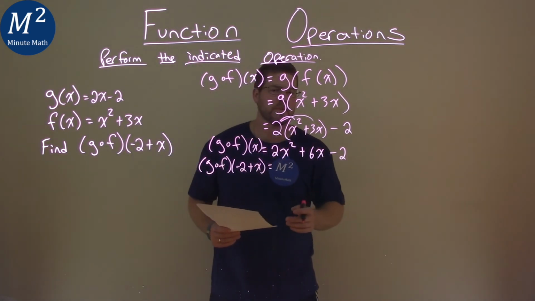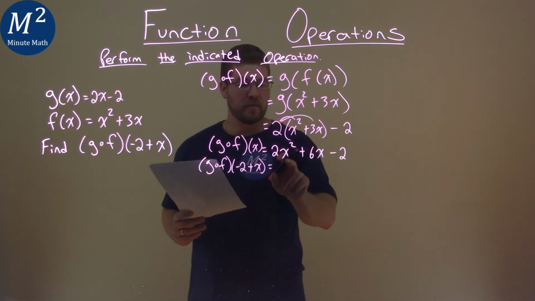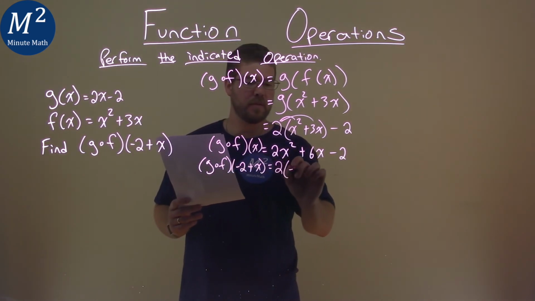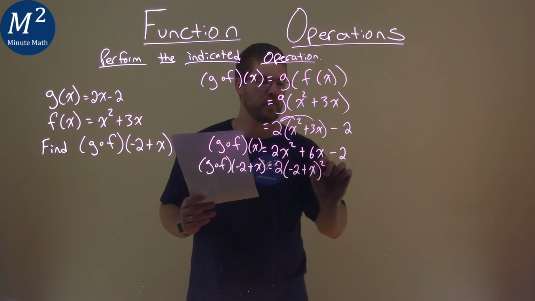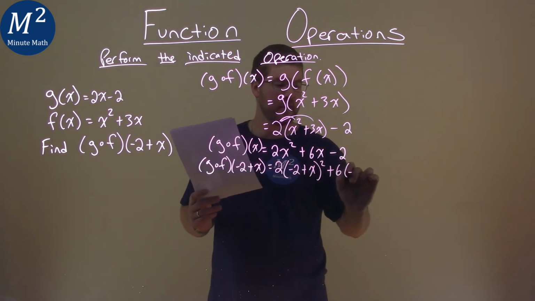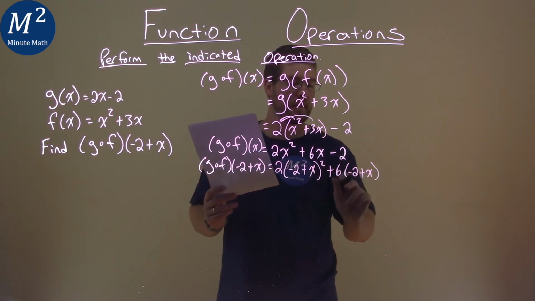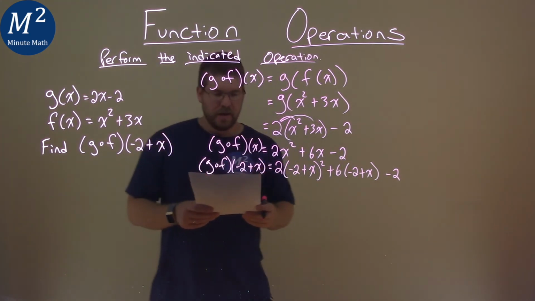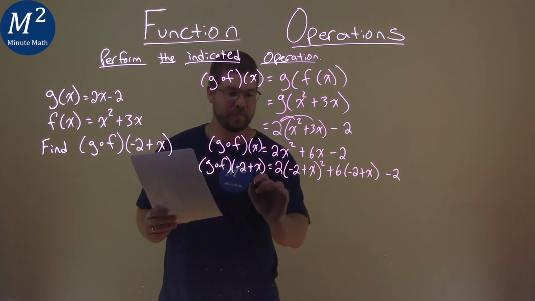So what we're going to do, wherever our x values are, we're going to plug in this negative 2 plus x in there. So we have 2 times a negative 2 plus x, all squared, plus 6 times a negative 2 plus x, instead of that x value, and then minus 2. And now we just simplify.